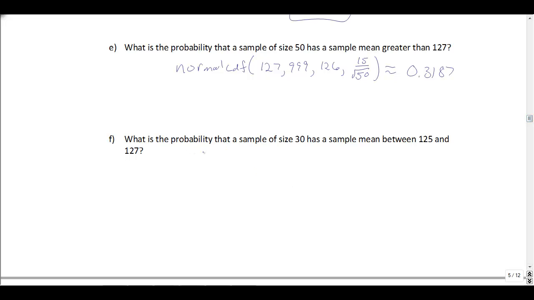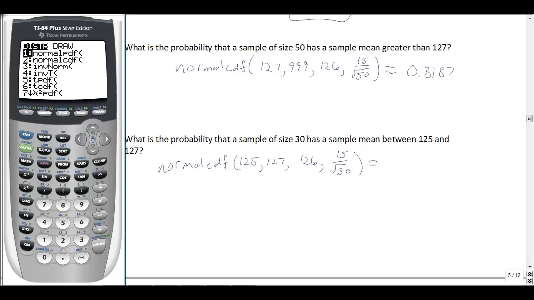Last one. What is the probability that a sample of size 30 has a sample mean between 125 and 127? Well, 126 is in the middle, so I expect this to be fairly common. But let's calculate it. So this is going to be normal CDF. We're going from 125 to 127. Our mean is 126. The standard error, or standard deviation of the sampling distribution, is the 15, the standard deviation of the original distribution, divided by square root of 30.